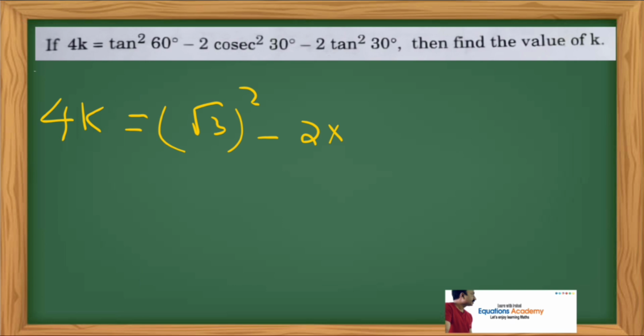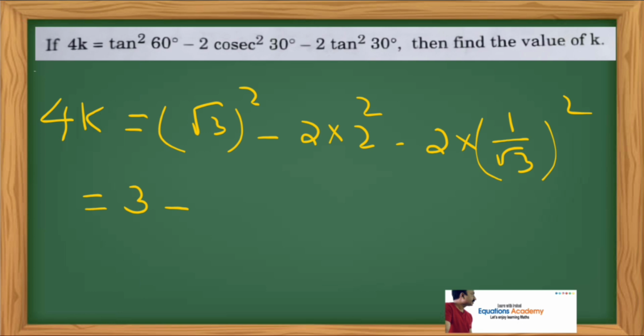Cosec 30 is 2. So cosec²30 is 2² minus 2 tan²30. 2 into tan 30 is 1 by root 3. So (1 by root 3)². This is equal to (root 3)² is 3. 2 into 2². 2² is 4. 2 into 4 is 8 minus 2 into (1 by root 3)².